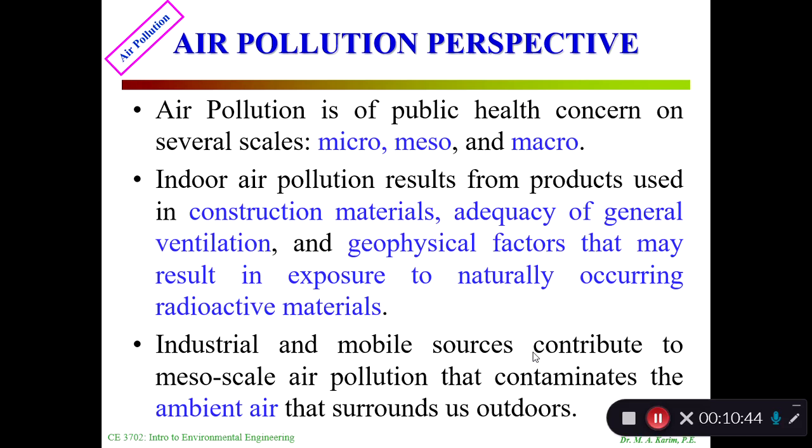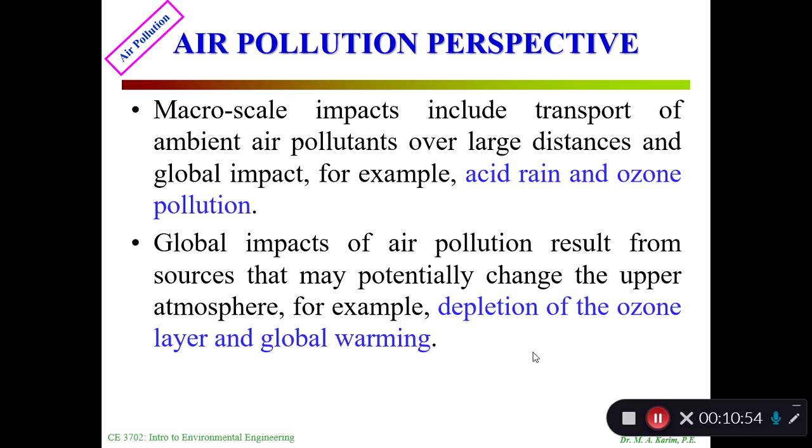Industrial and mobile sources contribute to mesoscale air pollution, and the contaminants in the ambient air that surrounds us outdoors. Macro scale impacts include transport of ambient air pollutants over large distances and global impact. Acid rain and ozone pollution are more examples of that. Global impacts of air pollution result from sources that may potentially change the upper atmosphere, for example, depletion of the ozone layer and global warming. So we'll discuss that one in a little more detail next time, in the following slides and other things.